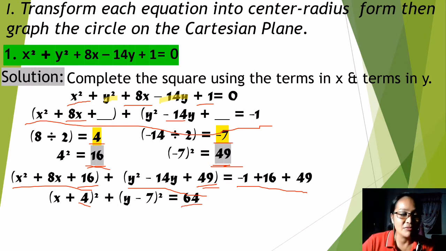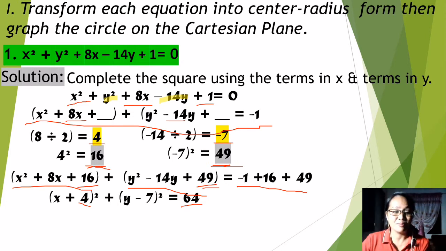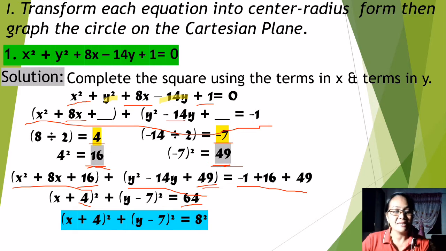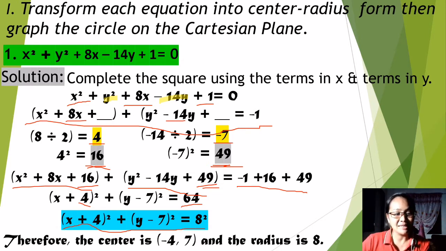So, ang 64 can be written in exponential form. That's why our final answer is x plus 4 squared plus y minus 7 squared is equal to 8 squared. This is center-radius form na equation. Therefore, the center is negative 4 and 7 and the radius is 8.